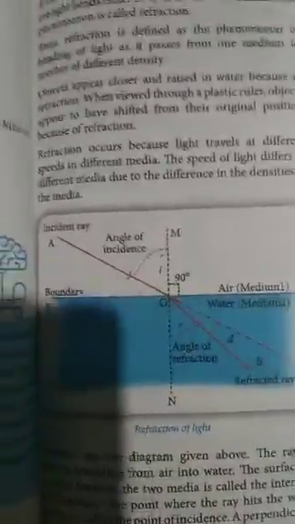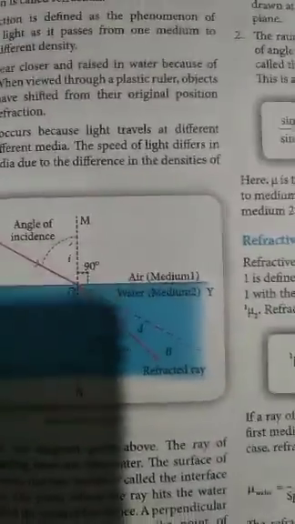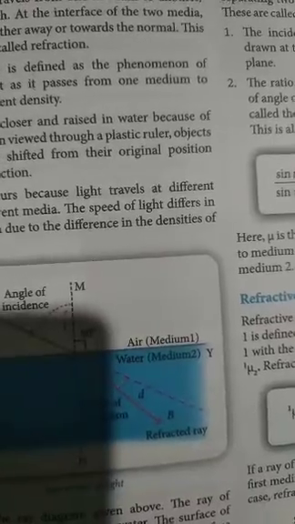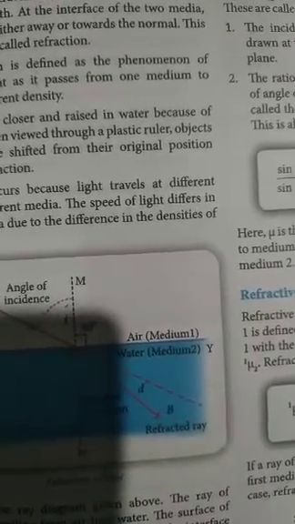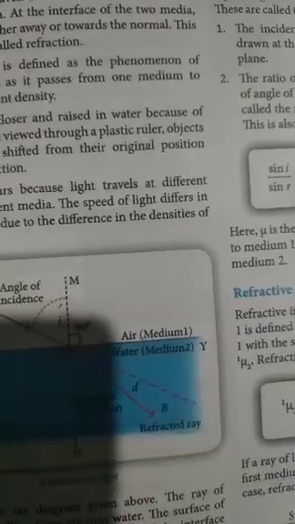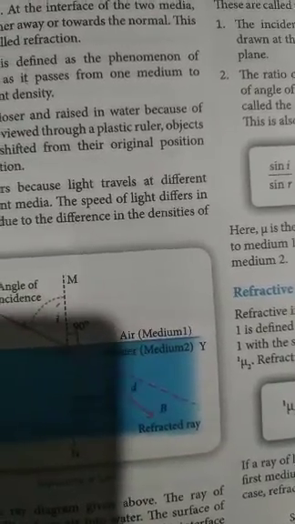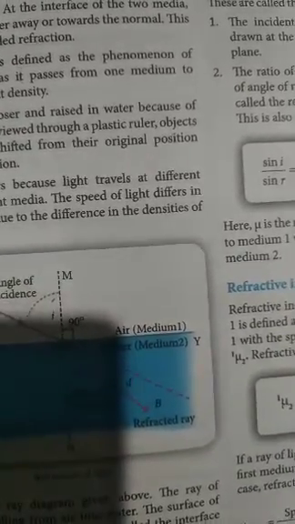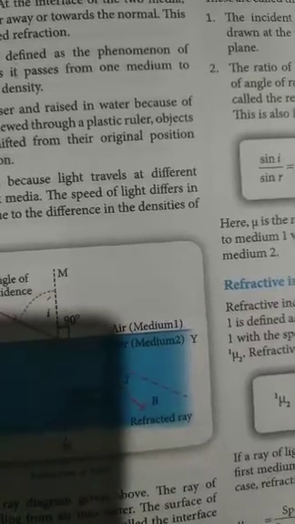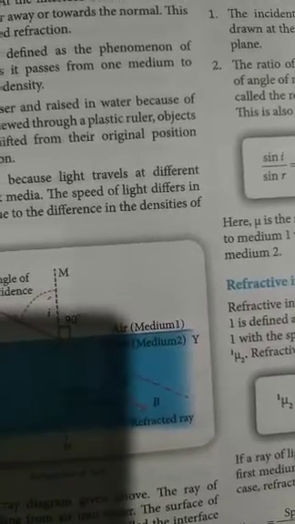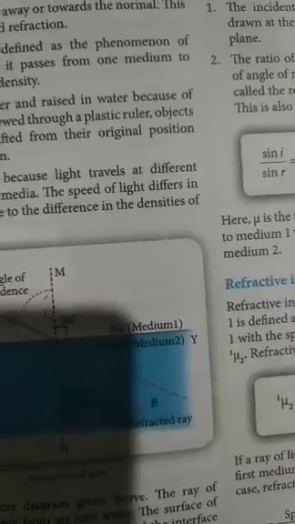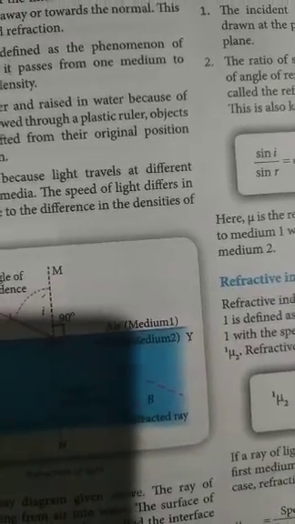So before discussing about refraction, let us know how does the light travel. You know that light travels in a straight line in any medium. When light travels in any medium, it always travels in a straight line. But when light travels from one medium to another medium, it changes its path.